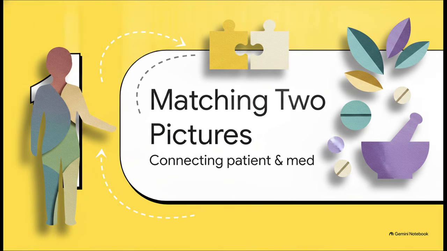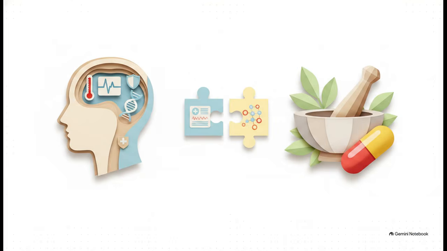Section 1. Matching the two pictures. Connecting patient and medicine. All right, so this brings us right to Hahnemann's aphorism 146. Think of this as the ultimate matching game, but with real health outcomes on the line. The core challenge is comparing two totally distinct sets of data without ever mixing them up.